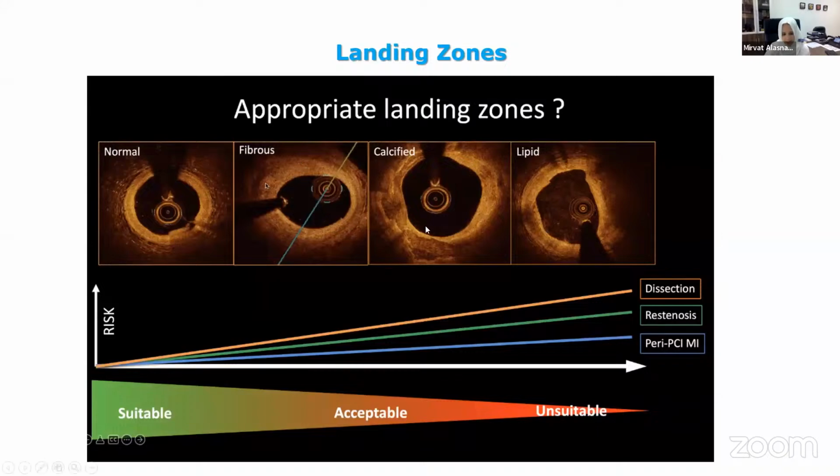Again, as you get more calcified, you're starting to get into the less suitable. But lipidic is really not an ideal place that you want to be parking your stent, because your risk of adverse events, dissections, stent thrombosis, restenosis is much higher. And of course, periprocedural myocardial infarctions all significantly go up as you move to a less suitable segment, particularly a lipidic zone.